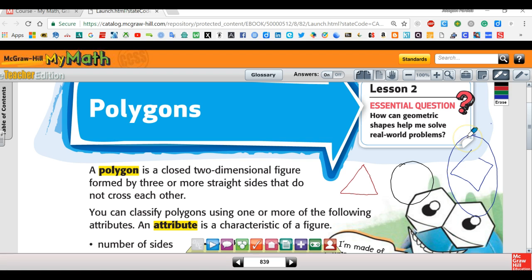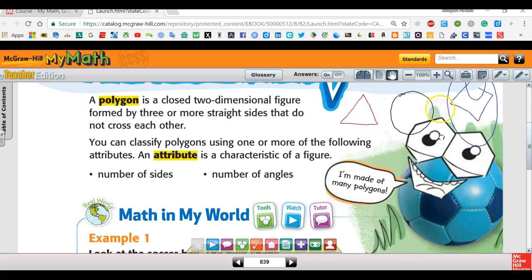Would that be a polygon? No. Even though it has straight sides, it's open right here, so it's not a polygon. So it has to have at least three or more sides that are straight, and it has to be closed. Okay. And make sure they're not crossing. So perfect.